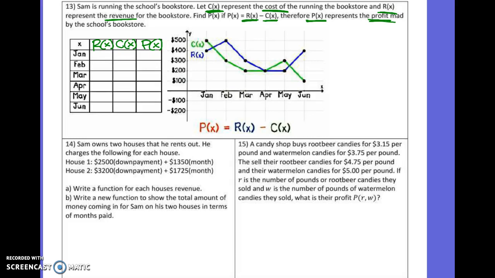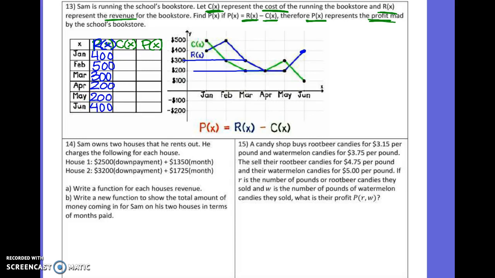And maybe let's just go with blue here. Okay, so in January, R(x) was 400. So I'm going to list that. February, R(x) is 500. So I'm going to go through and list the revenue. March had 300. So I'm just looking at each of these points. Let's see, April and May were both 200. And very last of all up here, we got another 400. Okay, so that's our revenue.